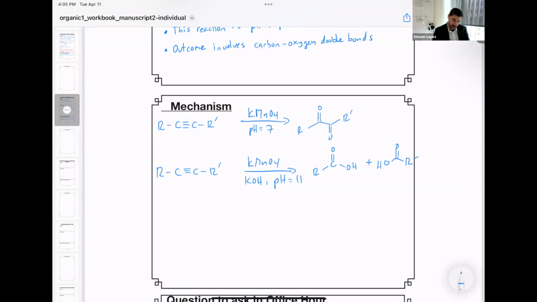So strong base is going to yield carboxylic acids, while a neutral pH will produce a diketone. What's good is that this is one of the few ways that we know to make a diketone. So when you're working on synthesis problems and retrosynthesis problems, you can use this as a reliable transformation to start from alkynes and end up at diketones. This reaction mechanism is far outside the scope of this course, so just knowing these transformations is enough.